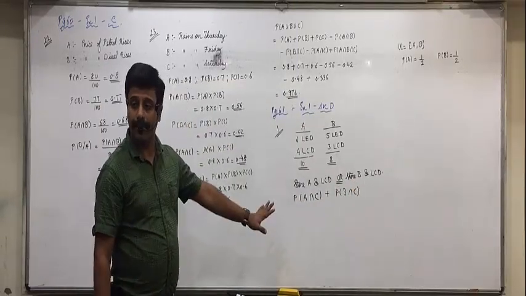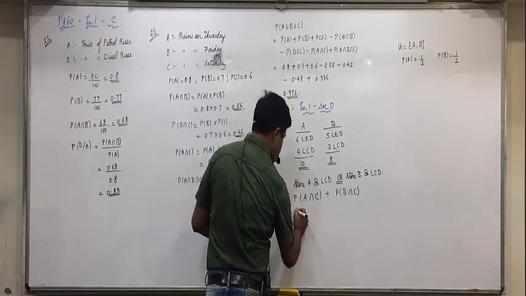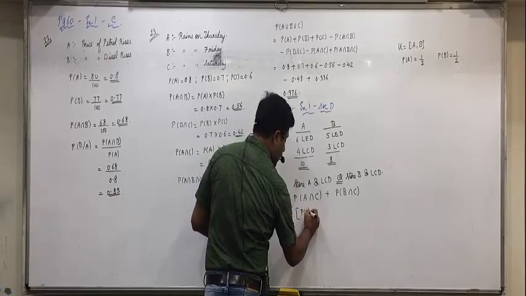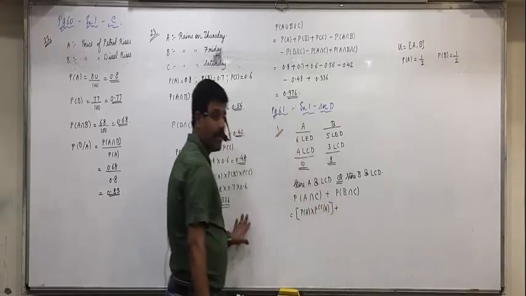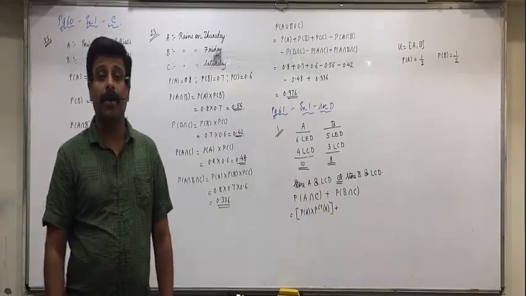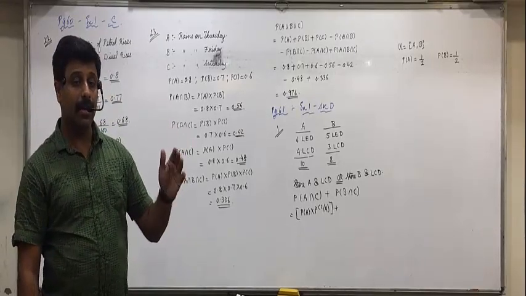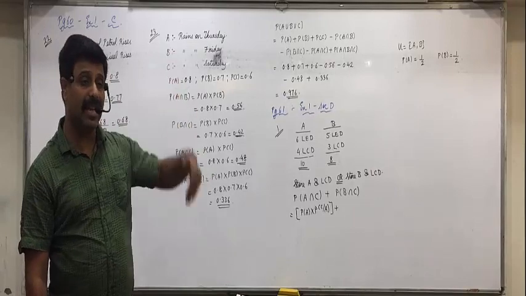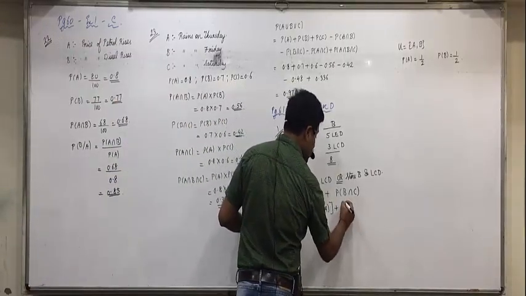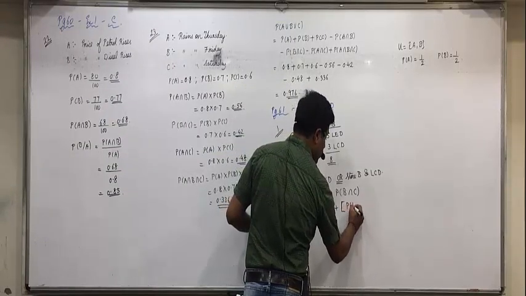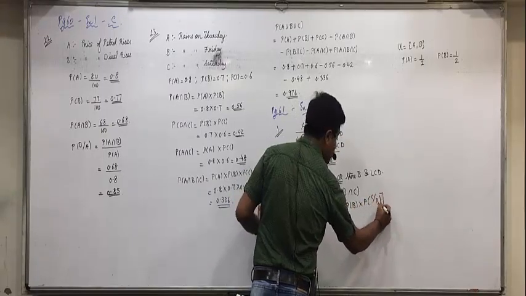Did you understand this? Now since the events are dependent, A intersection C will be P of A into P of C slash A. Dependent probabilities formula. Probability that you select A multiplied by the probability that you select LCD given that you have selected store A. Same way, how will you find B intersection C? P of B into P of C slash B.